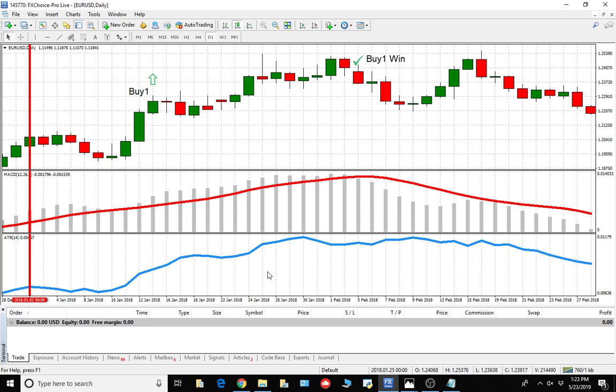Real quick, this is just an intro. Everybody knows what the MACD is. It's moving average convergence divergence, and that's what we're going to review today. As you can see, there is another indicator down here at the bottom. It's called the ATR, average true range. I use this to help me with money management in my trades.